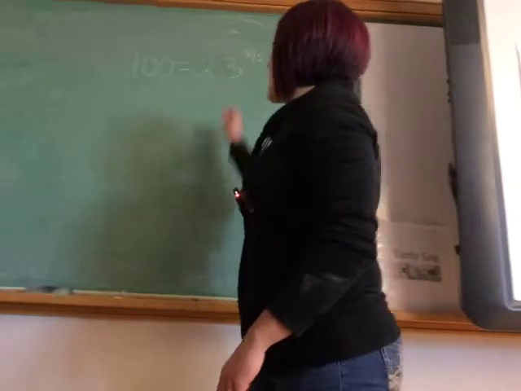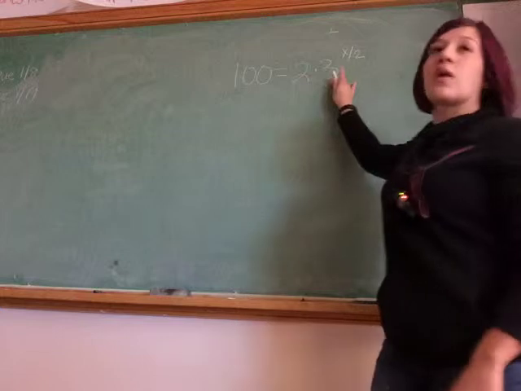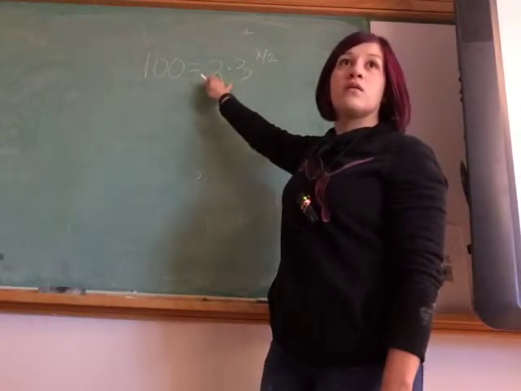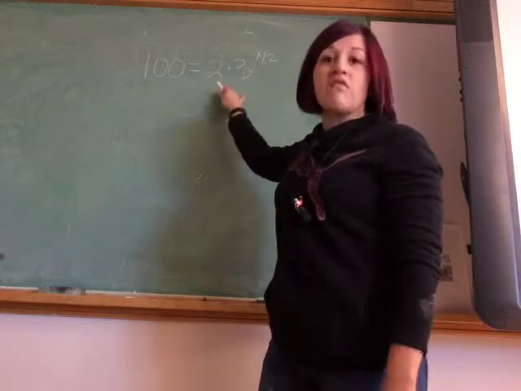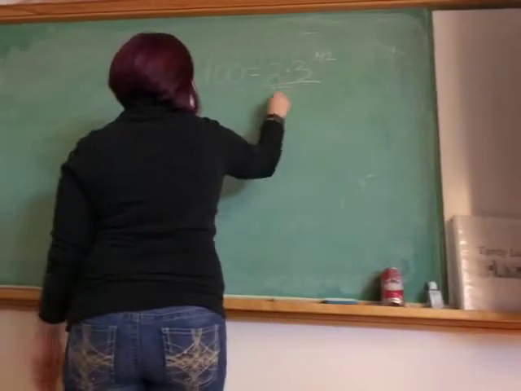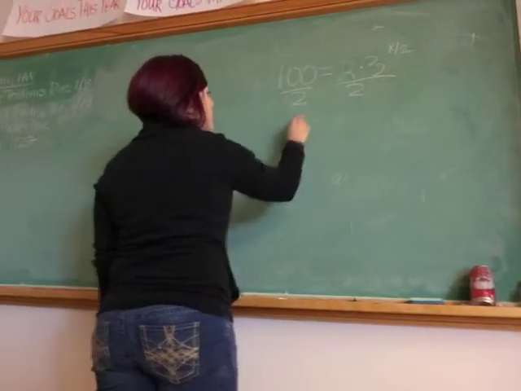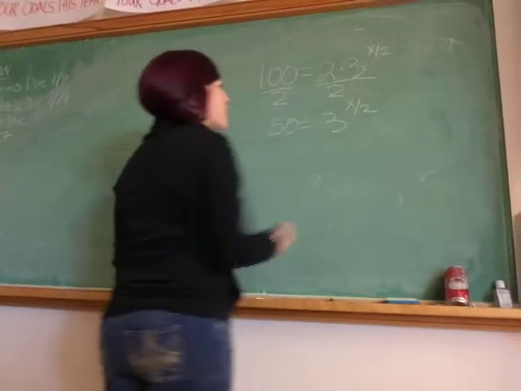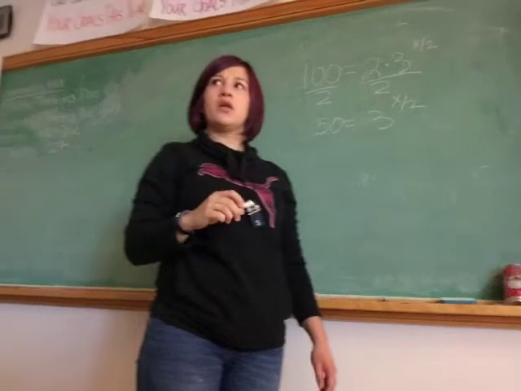Okay, so again, what are we noticing with these exponential equations? It's got a what? That multiplication, that coefficient, right? So I'm going to divide both sides by 2. So 50 is equal to 3 to the x over 2. Now what?